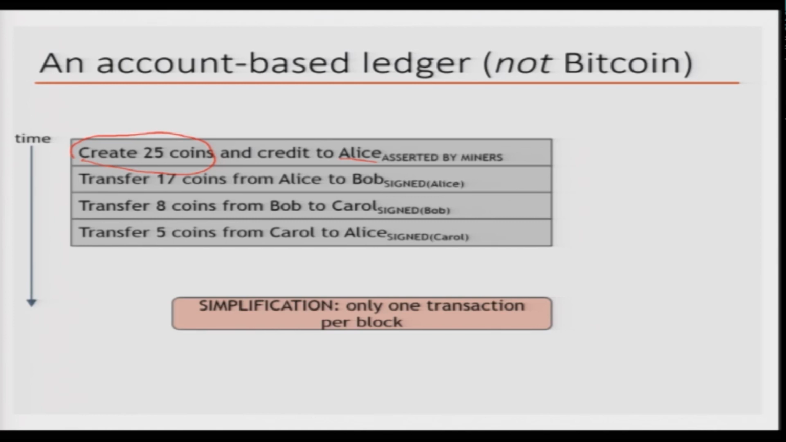There are 25 coins in the beginning which Alice got. She gave 17 to Bob, so she had 8, and then the next transaction does not involve her, but then the transaction after that gives 5 coins to her. So, she had 8 and now she has 5 more. So, she has 13. But in order to know that Alice now has 13, we have to go back to the very first transaction and work our way down to see where Alice got a positive inflow and where she got an outflow.